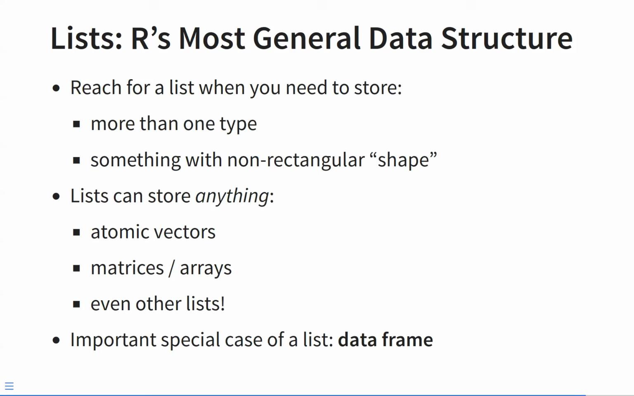It's called a list. This is what you want to reach for when you need to store data of more than one type, or something with an irregular or non-rectangular shape. Indeed, lists can store anything. They can store atomic vectors, they can store matrices and arrays, they can even store other lists. And an important special case of a list that will come up when we start trying to do some real econometrics is a data frame.